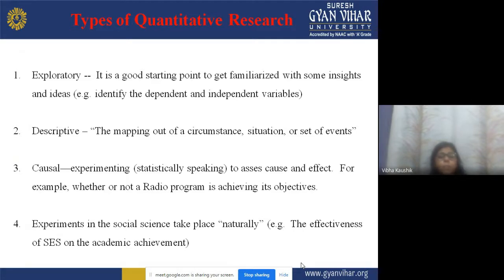For example, whether or not a radio program is achieving its objectives means we are finding out the causal relationship. What are the causes for it achieving its objective, and what is the effect of achieving it? Experiments in the social sciences take place naturally. An example is the effectiveness of SES on academic achievement.